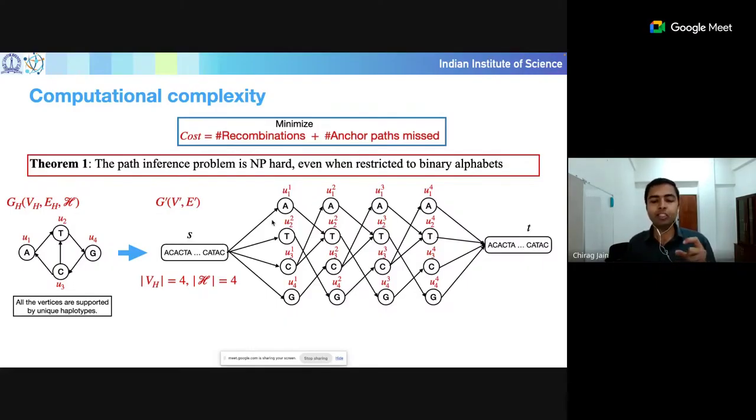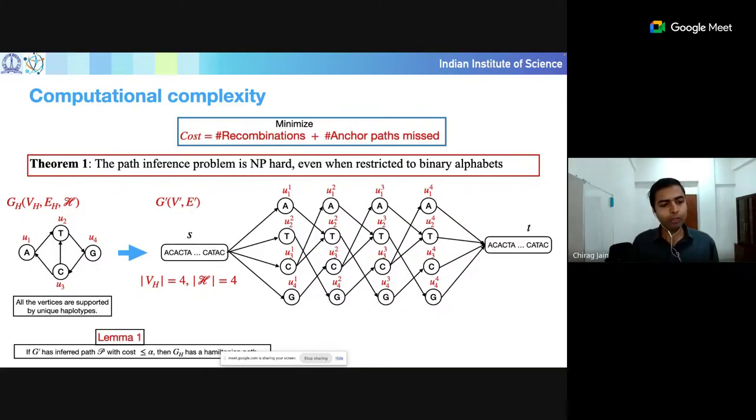Also, we create unique string matches to each of these vertices such that the inferred path is forced to visit each vertex at least once. So for example, if I consider vertex A here, then it should go to T, then it can go to G, and then it must go to C to cover all the string matches. So such a path would only be possible if there is a Hamiltonian path in the original instance. And in this way, we draw equivalence between the Hamiltonian path problem and the path inference problem that we are trying to solve. So we show the equivalence both ways.